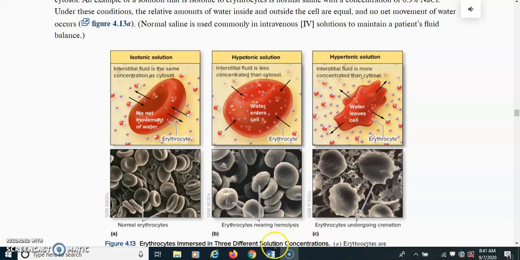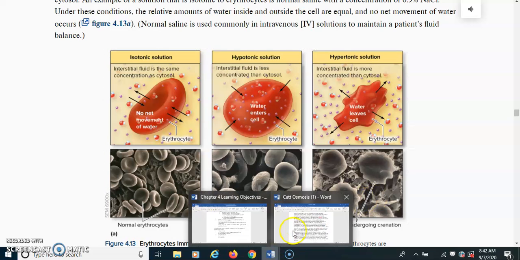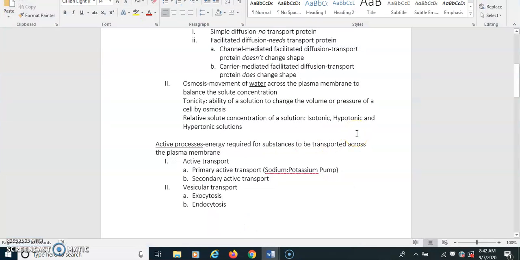And so I'm going to go to our objectives real quick here. There we go. And the tonicity, the definition of it is just the ability of a solution to change the volume or pressure of a cell by osmosis. So we'll explain that a little bit more in detail. And so one thing that we should be familiar with is when we say a solution, we're talking about the solution. And in the case with the human body, it's a water solution. And that's what our cells are exposed to, different types of solutions.